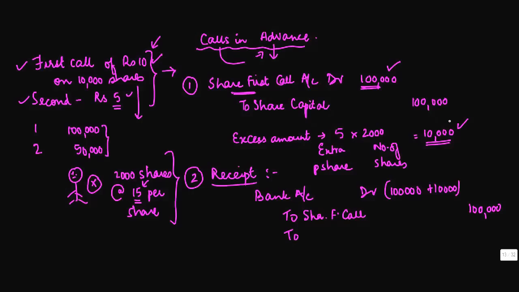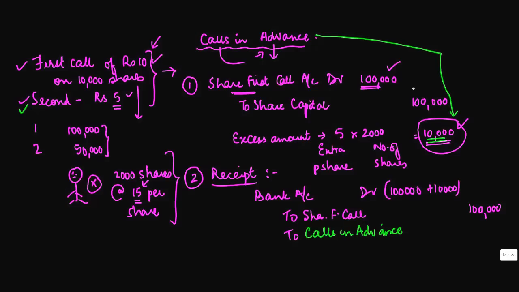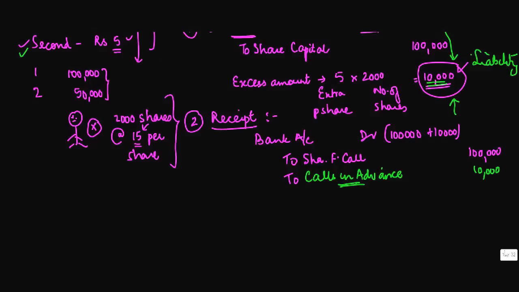And the next one is, what is this on which you have received 10,000? On what account did you receive this amount? You received it as calls in advance. Calls in advance is basically money that you have received in advance from a person. So it's a liability. And this liability is increasing. So increase in liability has to be credited, and this is credited. Okay.